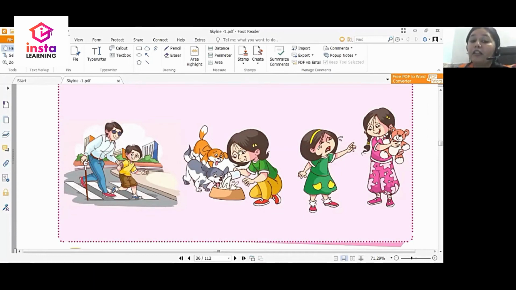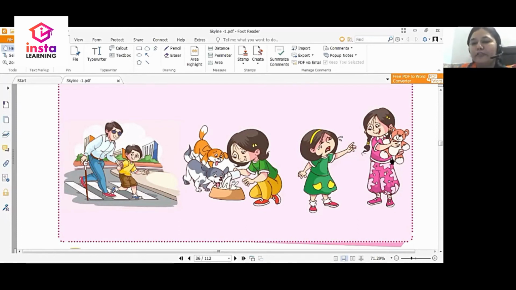Then the next picture, and this is something which I also do. You see this little girl, she is putting some milk for the puppies. Now these little dogs which are called puppies, these are street dogs. They don't have any home to live in. So this little girl is giving them milk to drink. And yes, she is being kind.